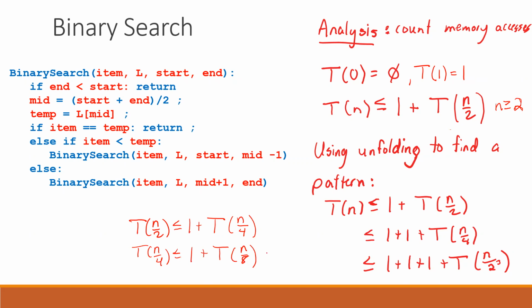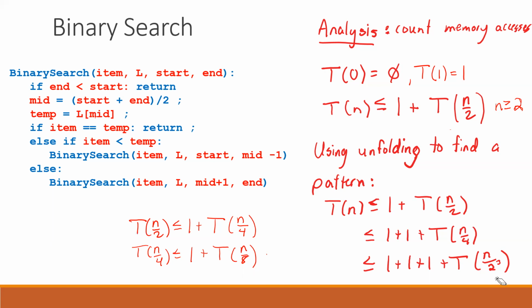And T of n over 8 is actually T of n over 2 cubed, right? So this is 2 squared, and this is 2 cubed here. So 4 is 2 squared, and 8 is 2 cubed. So we can see a pattern emerging. So I wrote n over 2 cubed here.